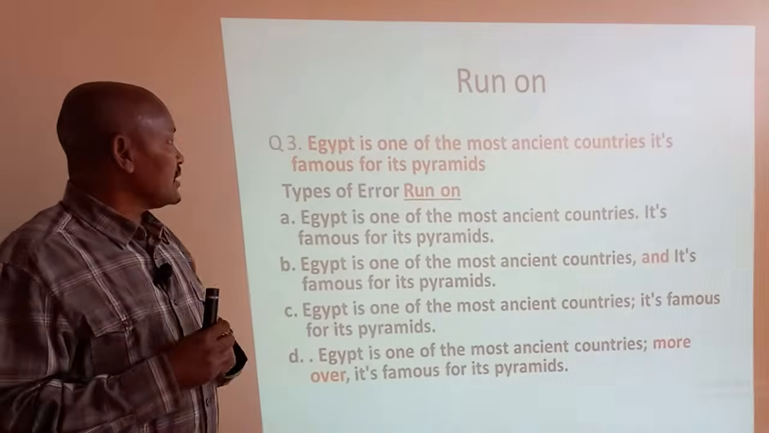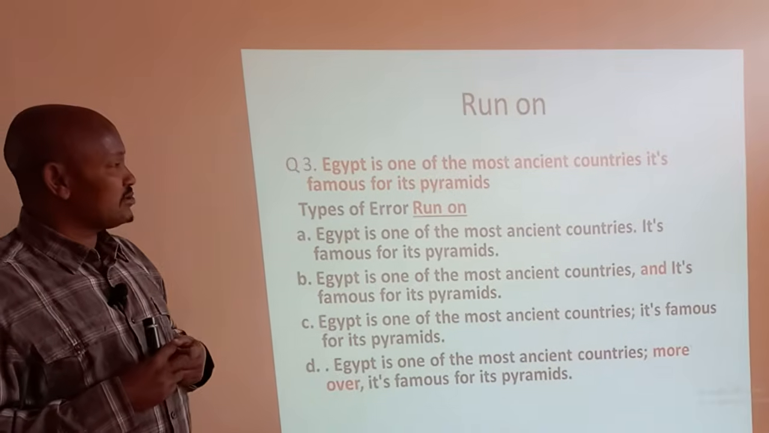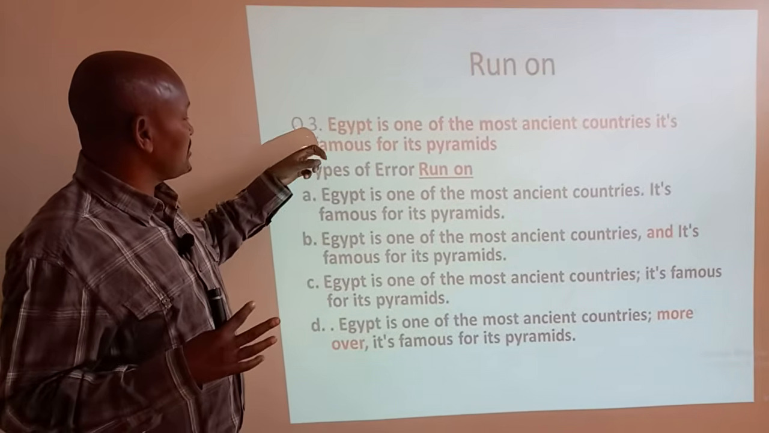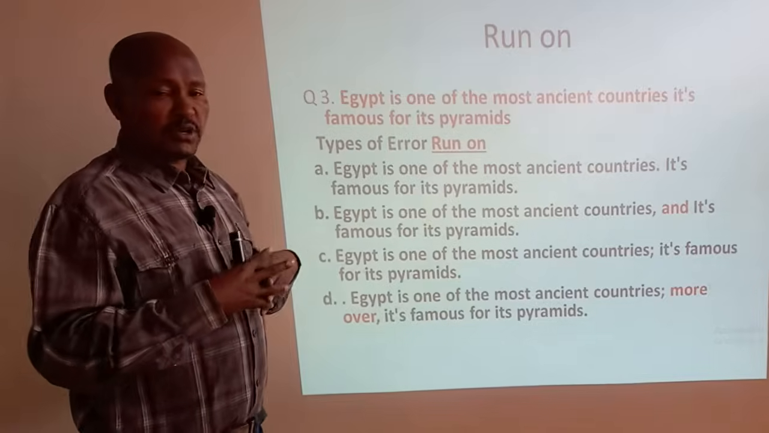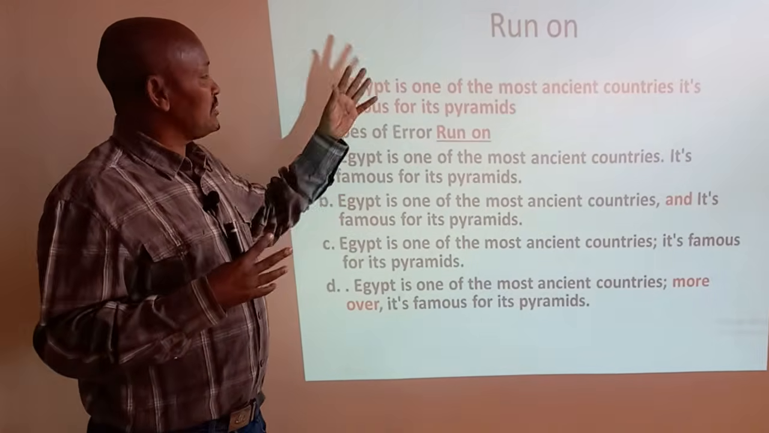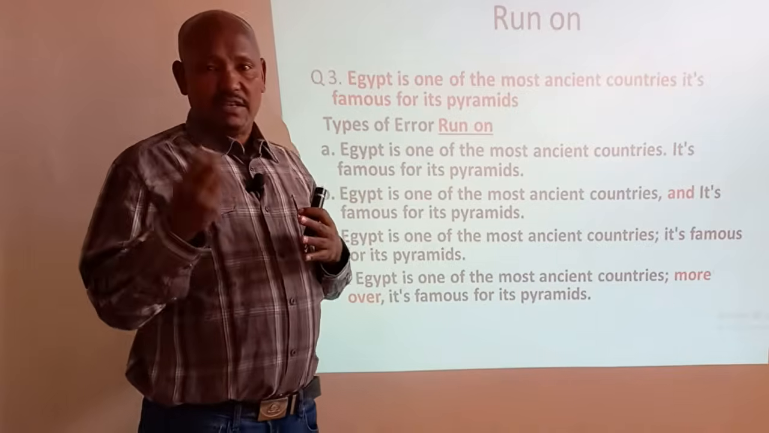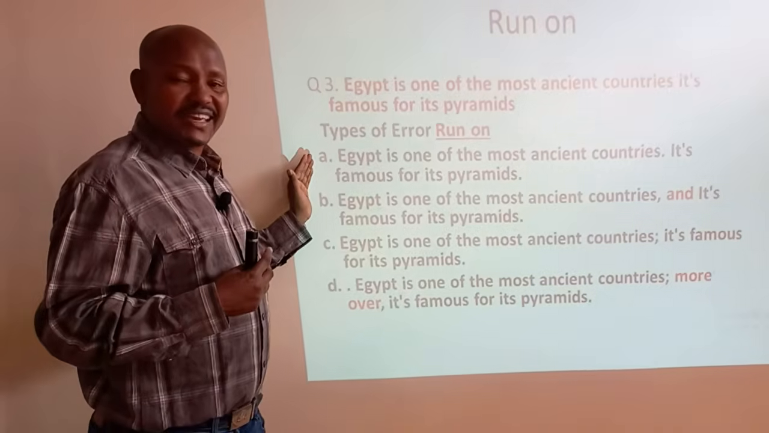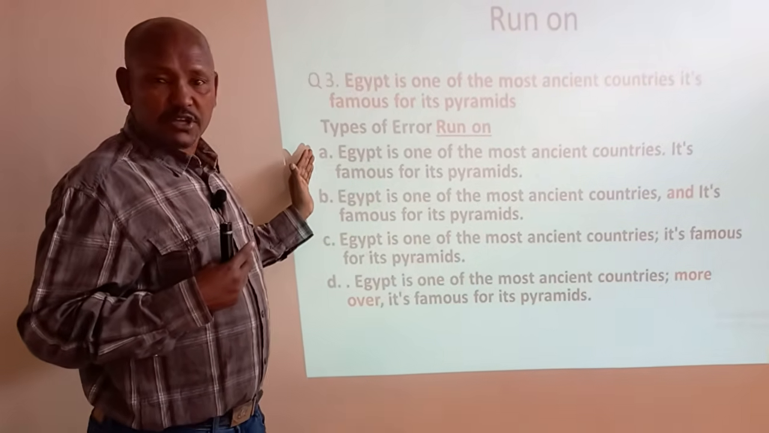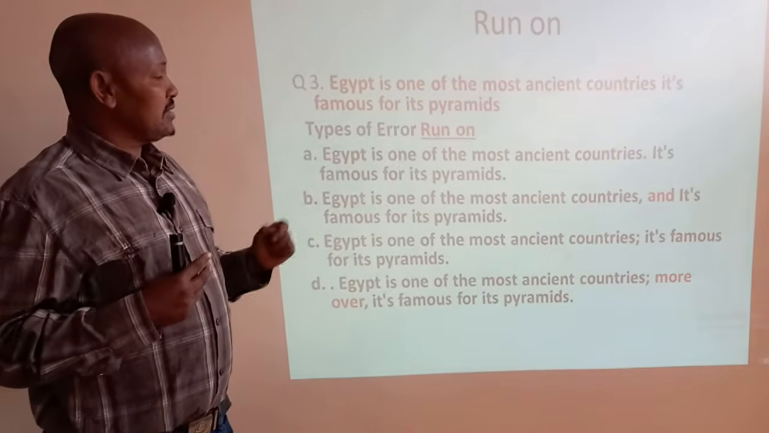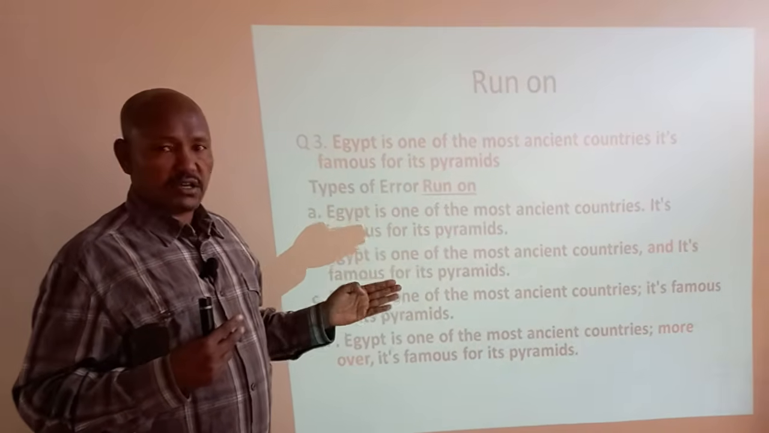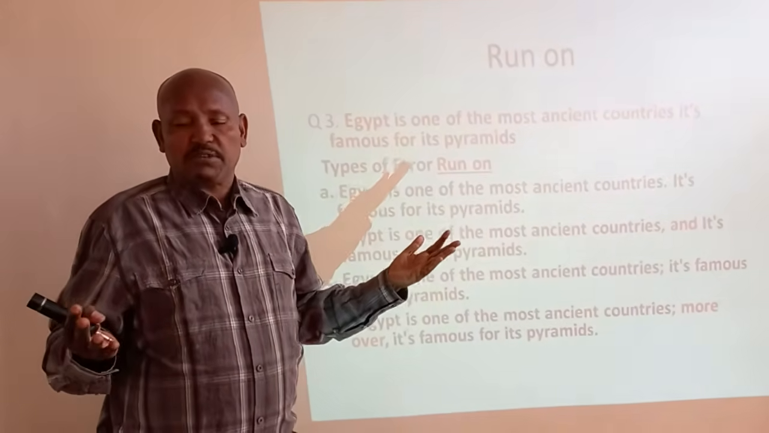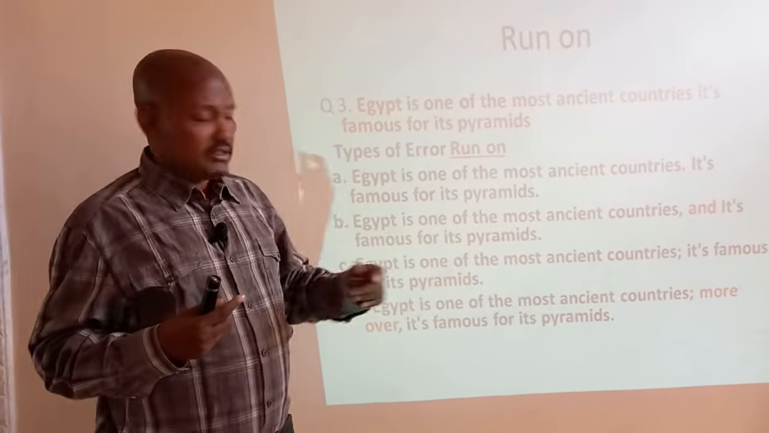Another example is: Egypt is one of the most ancient countries. It's famous for its pyramids. All right. The first sentence talks about Egypt, and the second sentence talks about Egypt, so there is a need of a punctuation mark here. No punctuation mark between them. So this example of sentence error is run-on still. So we have to correct this run-on sentence with the ways of correcting: put a period, or a coordinating conjunction and a comma, or a semicolon, and there is also what? A subordinating conjunction.